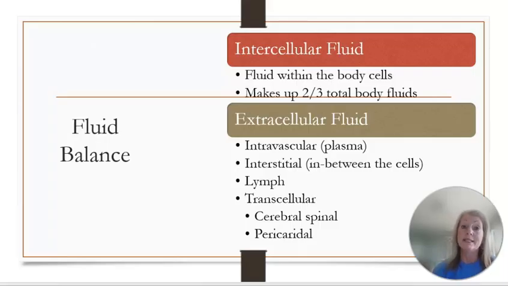We're going to find it between the cells. So we have all of our cells that are packed tightly together, but there's fluid that runs in between these cells, and that's called interstitial spaces. And then we have lymph. We have a lymphatic system that runs parallel to our blood vessels, and that lymphatic system also has fluid inside it, and that fluid is called lymph. Then we have what we call transcellular, and that's where we have it in the cerebral spinal cord, and we have fluid around the heart. And those are just extra fluids that we can have. But the main ones are going to be your plasma and your interstitial spaces.